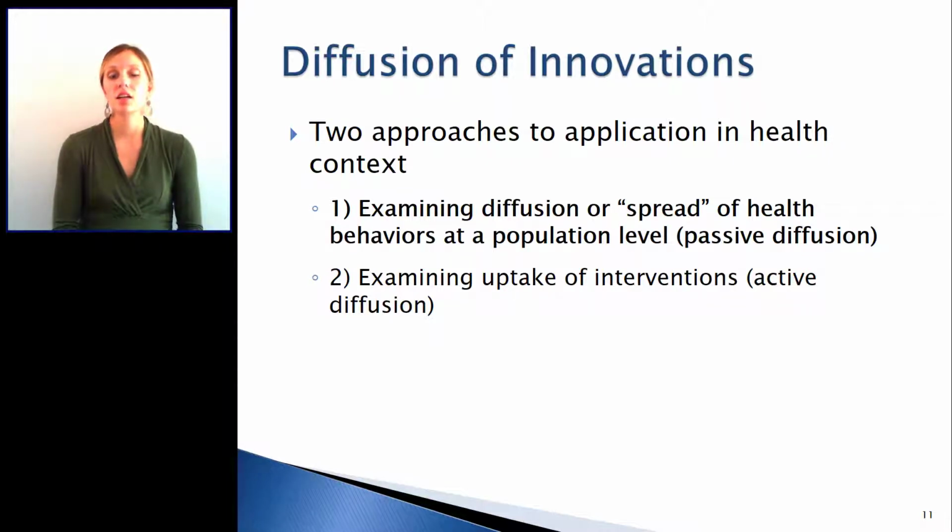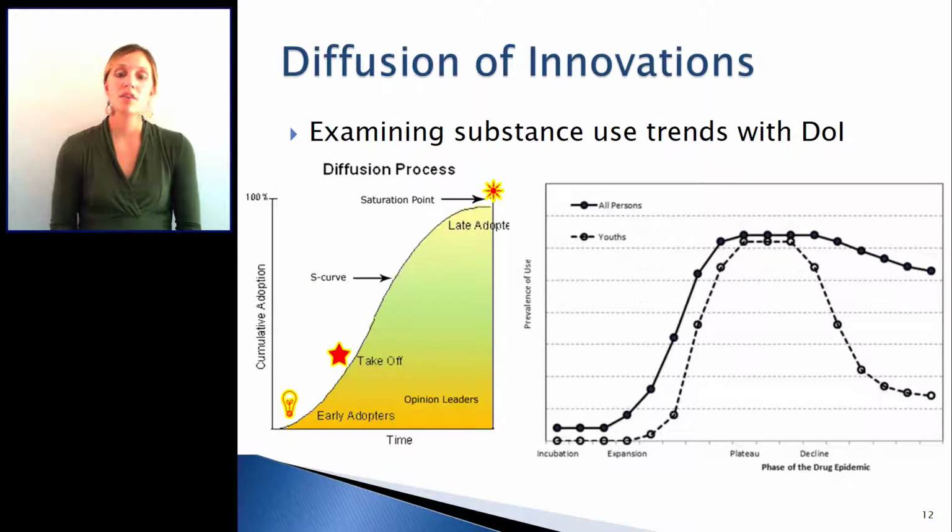Now let's talk about how we might think about the DOI in terms of its application in a health context. There's really 2 different perspectives. One, we can use the DOI to examine the spread of health behaviors at a population level, which is called a passive diffusion, or we can examine the uptake of new interventions. When using this first approach, examining the spread of health behaviors, one thing that's interesting is that the spread of health behaviors can usually be mapped onto the S-curve of the different categories of adopters.